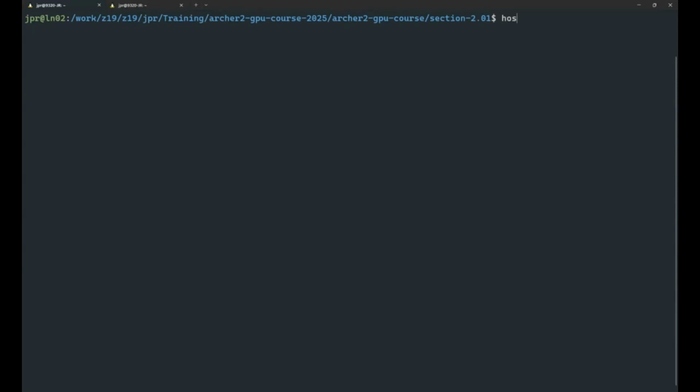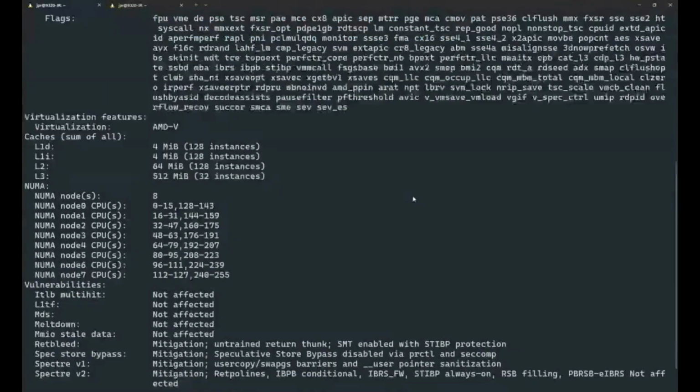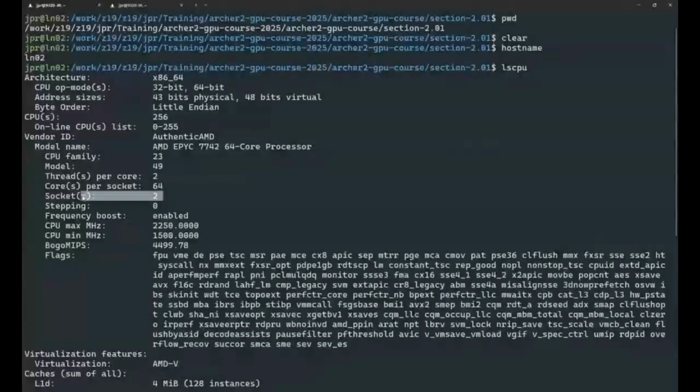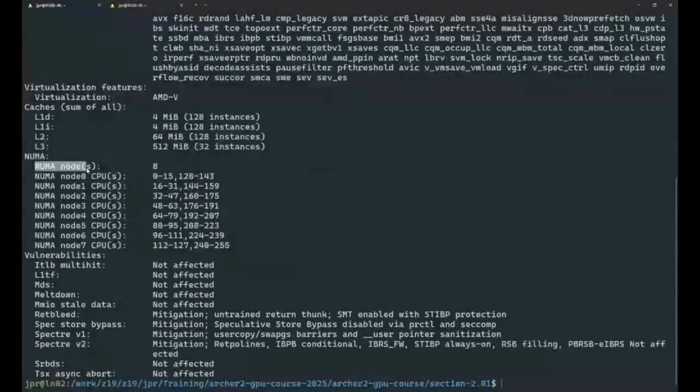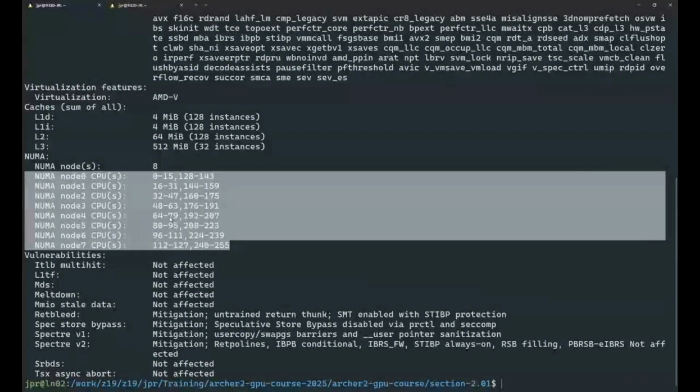So if I just run hostname, I'm on login node 2. CPU, right? So we get a lot of information out of here. We have 2 sockets. We have 64 cores per socket, but we get reported 256 CPUs. And when you look at the breakdown, you have what's called NUMA regions. We'll come on to it in a little second. You can see there's a bunch of splitting over here as well.